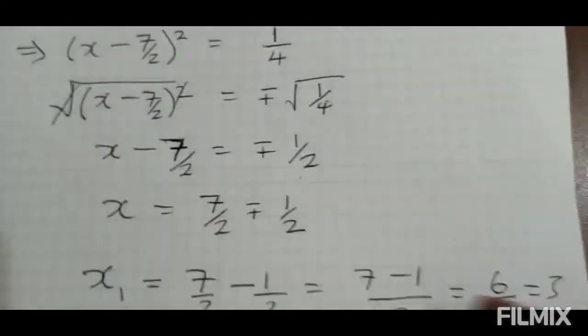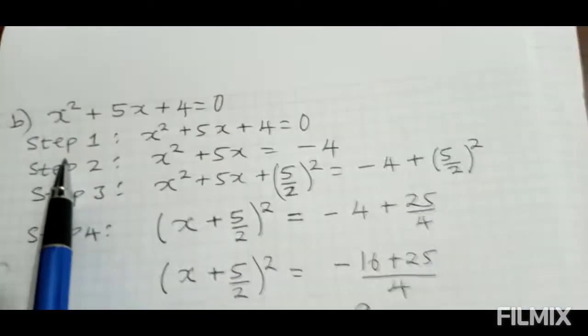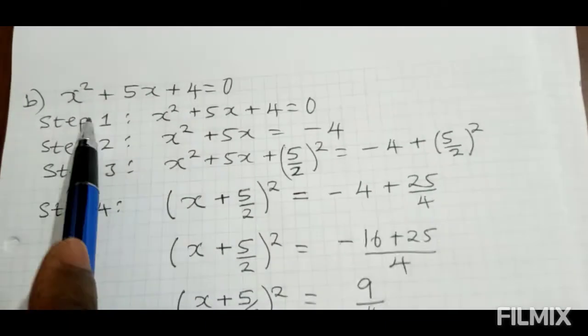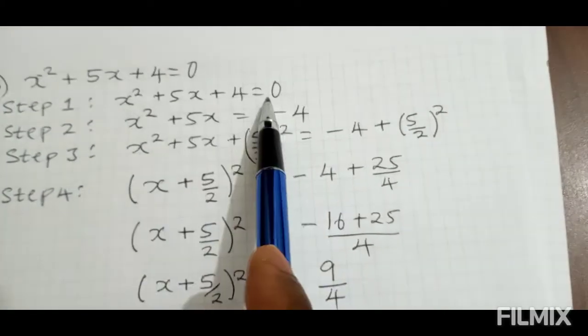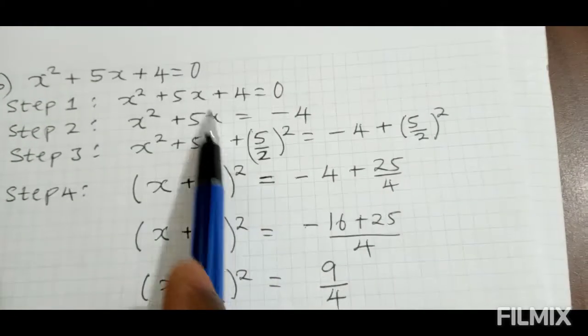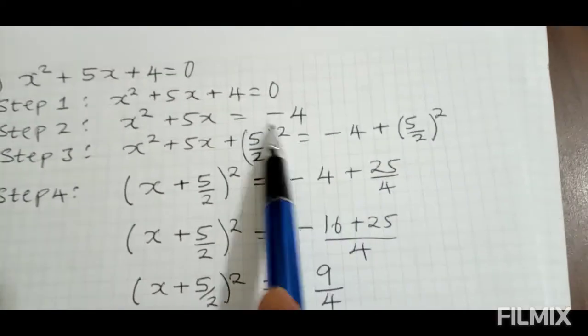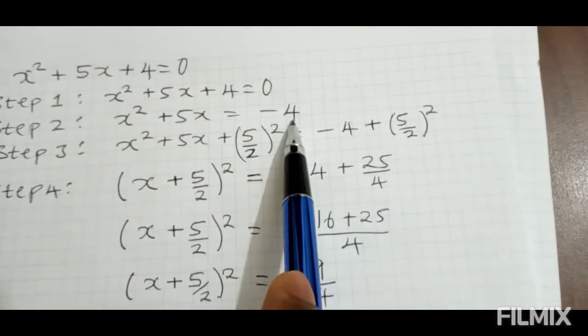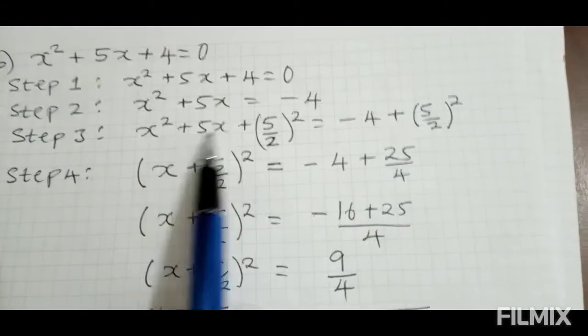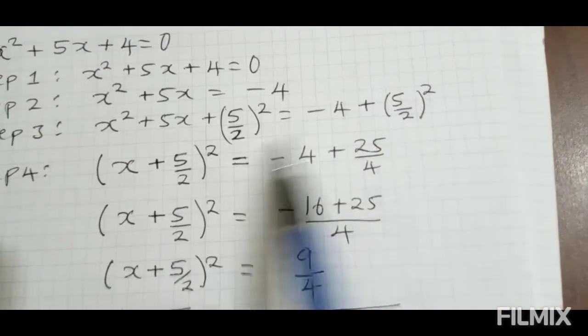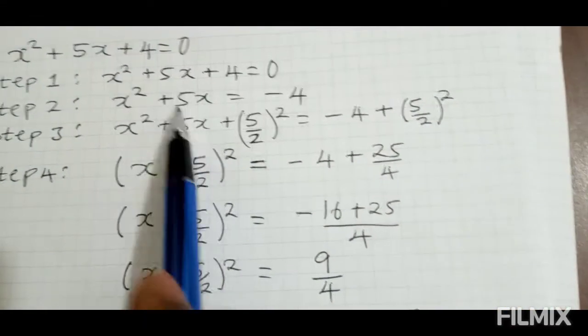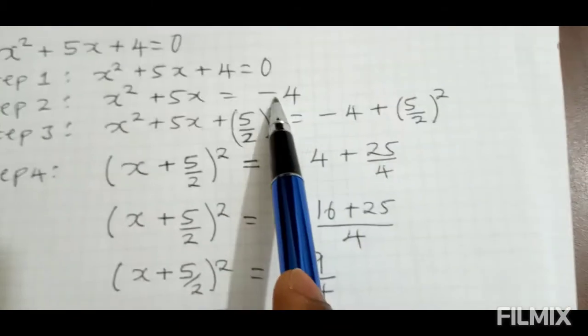So yeah, this is our first example. Then our second example, of course, we solved this by factorization, okay. Now, step 1, the coefficient of x squared is already 1, okay. Now, step 2, we transfer the constant to the other side. When it comes to this side, it becomes negative 4. Then step 3, we add half of b to both sides and then we square it. So what is half of 5? It is 5 over 2 squared.